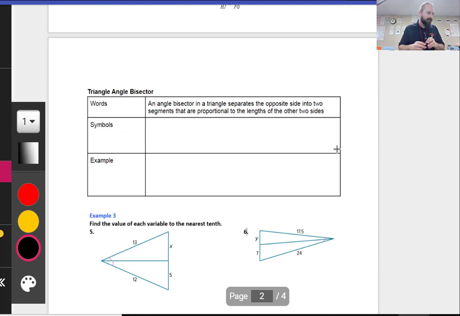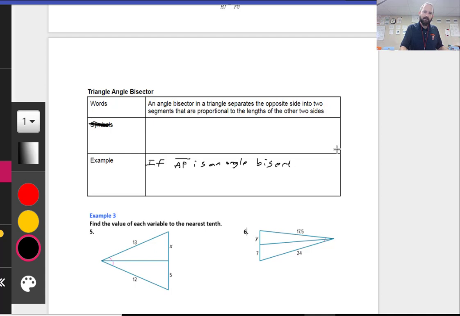The last one is the triangle angle bisector. I'm not going to do the symbols, we're just going to put the example in. If AP is an angle bisector of ABC, then, and now I'm going to type it up. So let me draw this out.